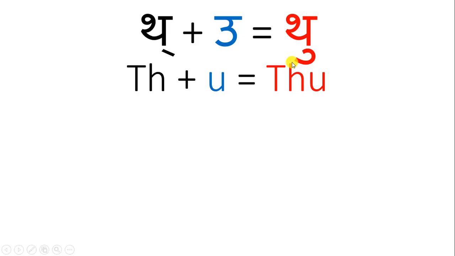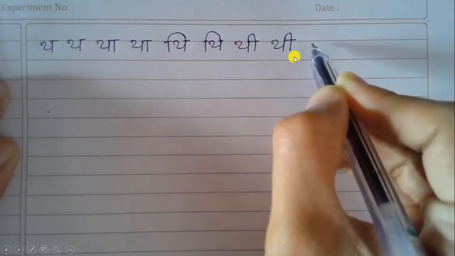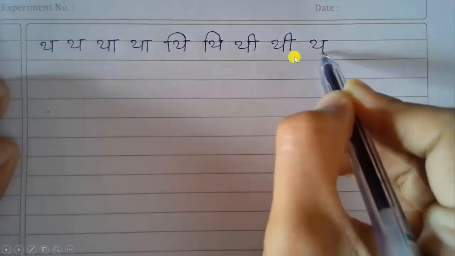Next is thu, as if you are spitting on someone. You get this sound thu when you add th to u. Th plus u equal to thu. And thu is written like this.